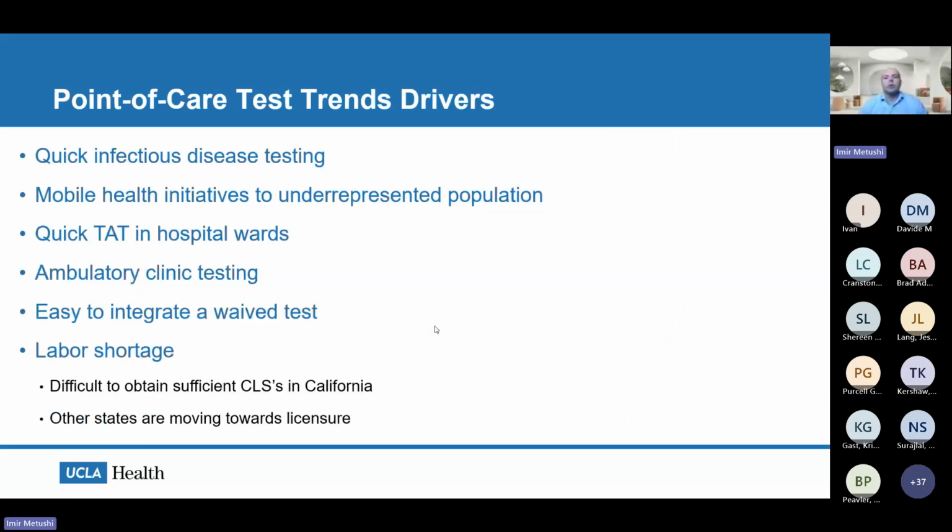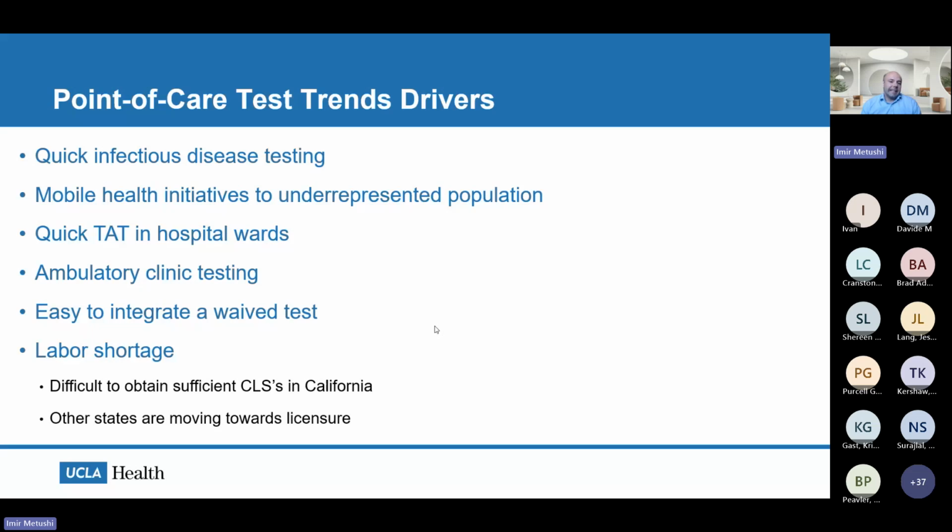And when we compare them, for a lot of them, we do see very good correlations. And so the drivers towards point of care testing is turnaround time, quick turnaround time in hospital, but also lately, as we saw with COVID, quick infectious disease testing, wanting to know those results quickly has become more and more increasingly important. And it's not just antigen tests now, it's molecular tests that are coming into the market as well.